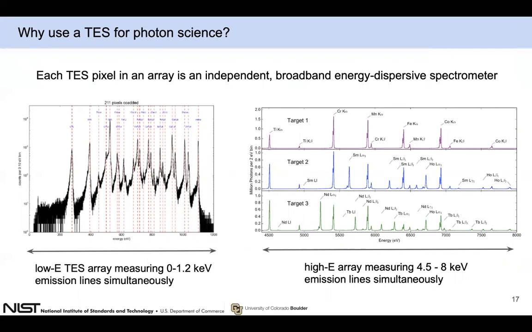Remember that the TES measures the entire incoming spectrum with roughly constant resolution up to its saturation energy. So that means you can collect the spectra of multiple emission lines in the same measurement, like I'm showing in these examples of one of our soft X-ray sensors, measuring many emission lines between 0 and 1.2 keV, or these spectra here, which were collected with one of our hard X-ray pixels, collecting emission lines from about 4.5 all the way up to 8 keV simultaneously.